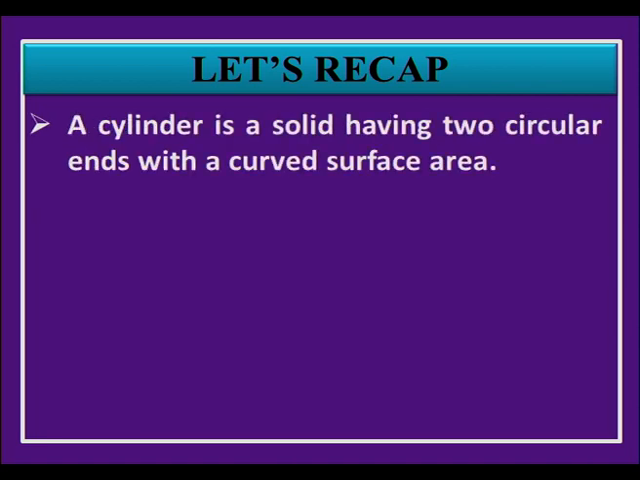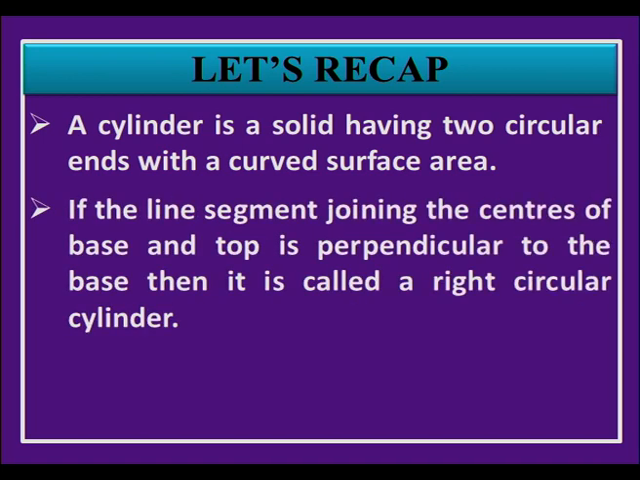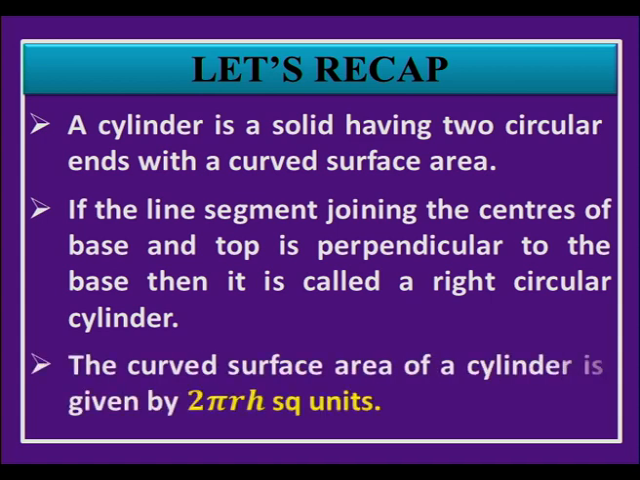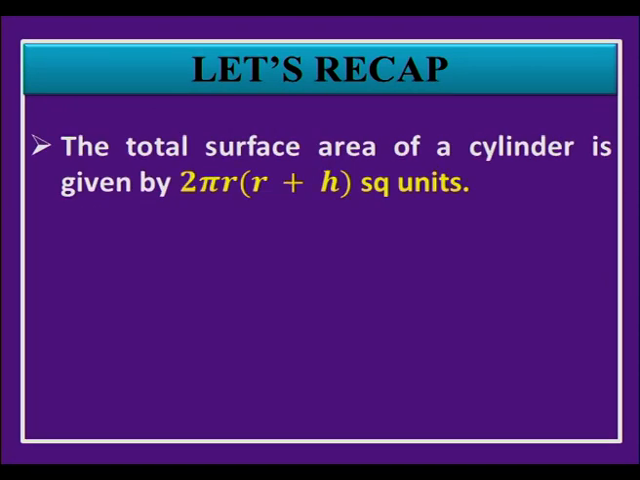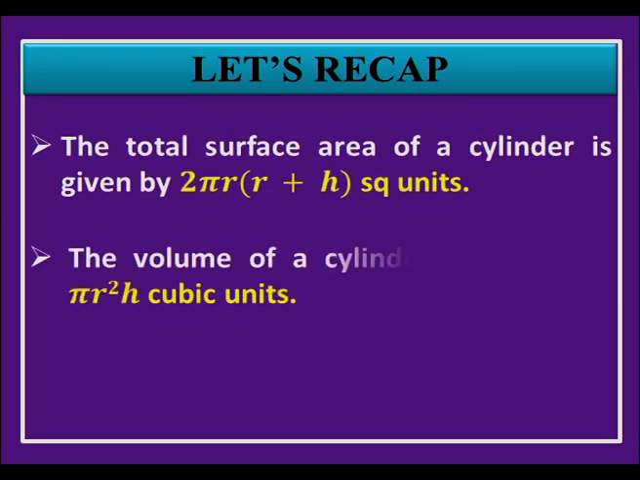A cylinder is a solid having 2 circular ends with a curved surface area. If the line segment joining the centers of base and top is perpendicular to the base, then it is called a right circular cylinder. The curved surface area of a cylinder is given by 2 pi r h square units. The total surface area of a cylinder is given by 2 pi r into (r plus h) square units. The volume of a cylinder is given by pi r square h cubic units.